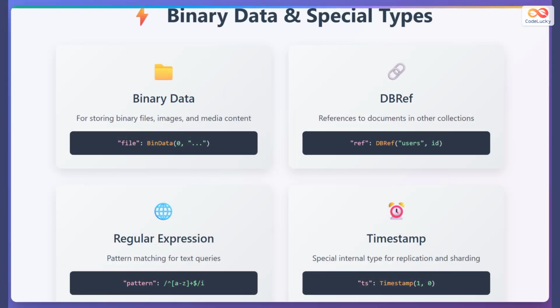Lastly, let's cover binary data and special types. Binary data is used for storing binary files, images, and media content. DBRef, or database reference, are references to documents in other collections. Regular expression is used for pattern matching for text queries. Timestamp is a special internal type for replication and sharding. For example, the file field stores binary data. The ref field creates a database reference. The pattern field contains a regular expression, and the ts field holds a timestamp value.